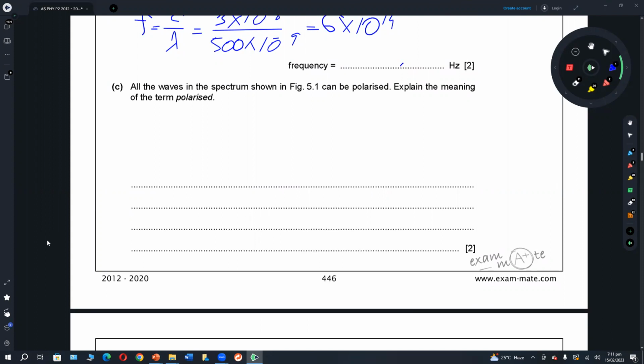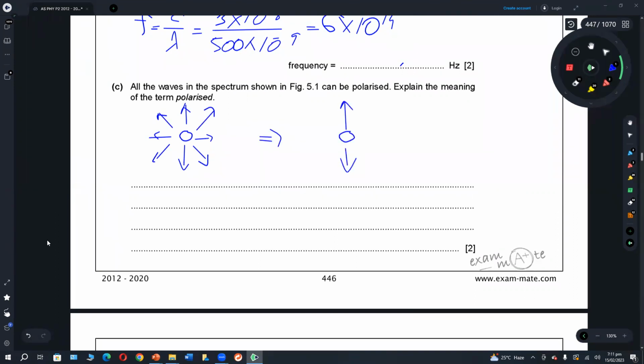Let's quickly revise. When a normal wave starts, it spreads out in all possible directions. If you restrict the oscillations to one plane, it is called polarization. So what is polarization? It is a process in which the oscillations in a wave are restricted to one plane.